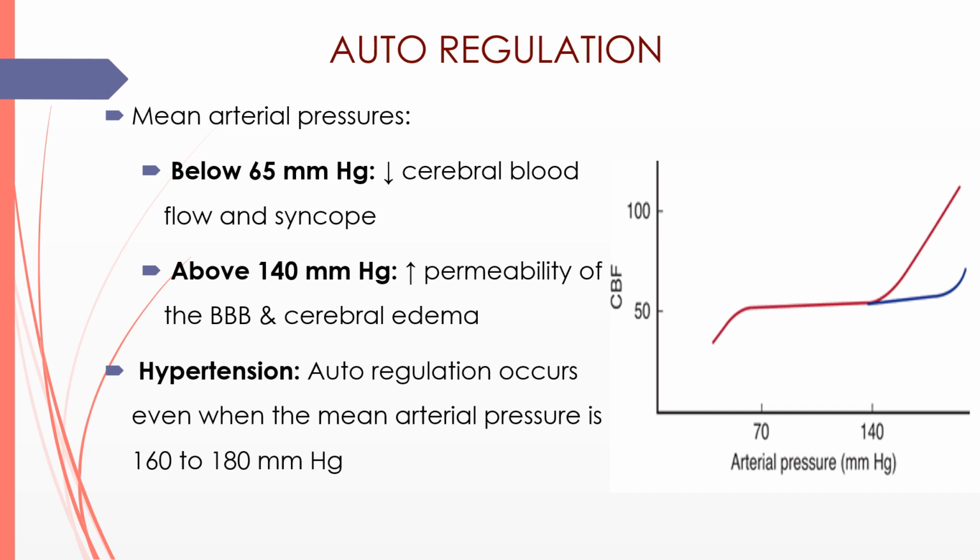In hypertension, autoregulation occurs even when the mean arterial pressure is 160 to 180 millimeter of mercury. So the cerebral blood flow is maintained when the mean arterial pressure is between 65 and 140 millimeter of mercury. This is mediated by a myogenic mechanism.